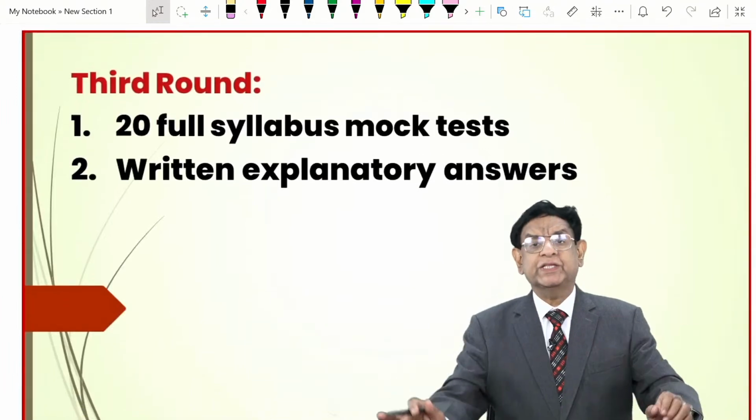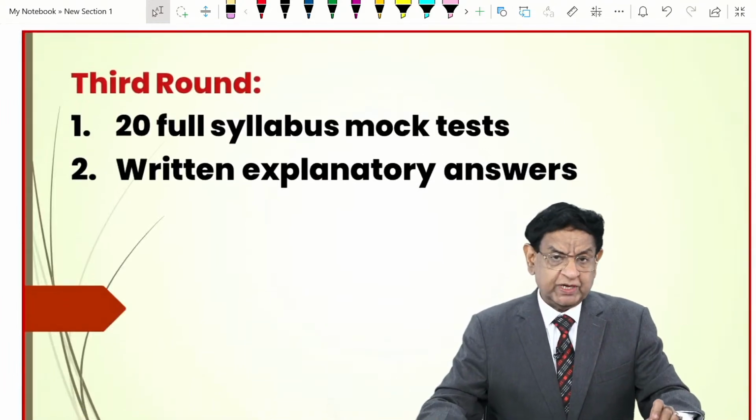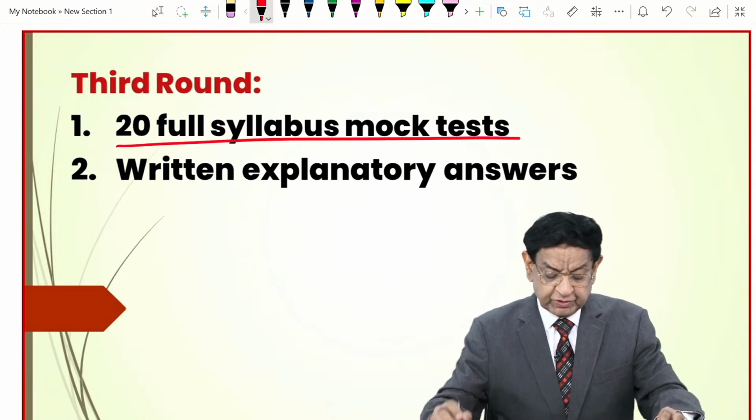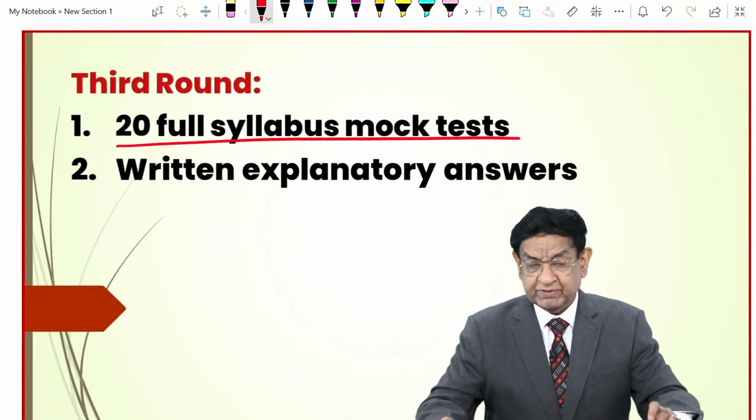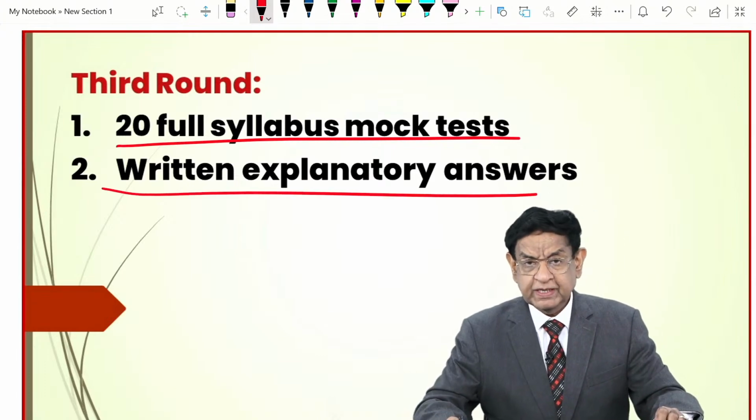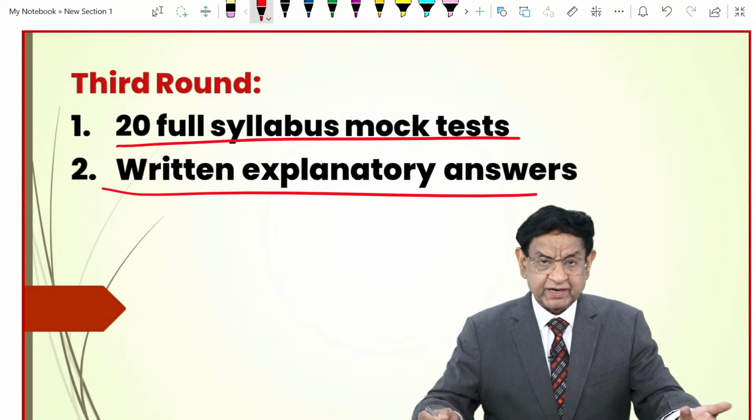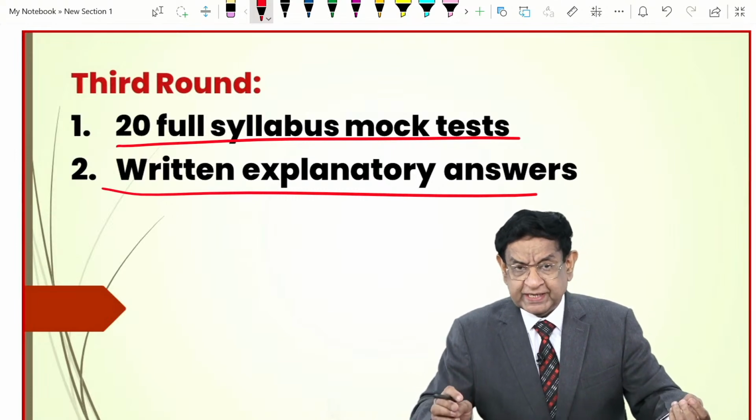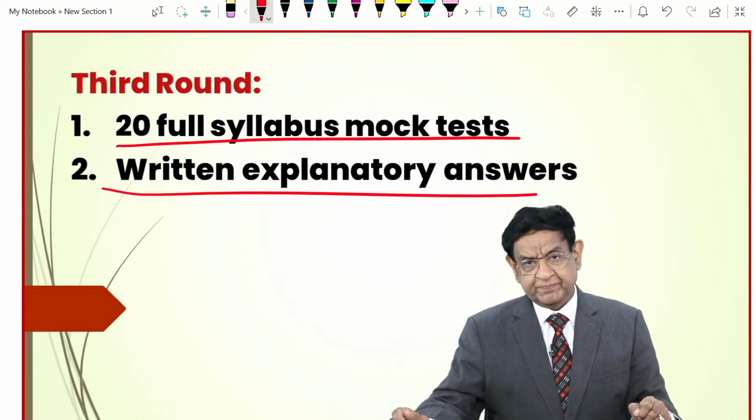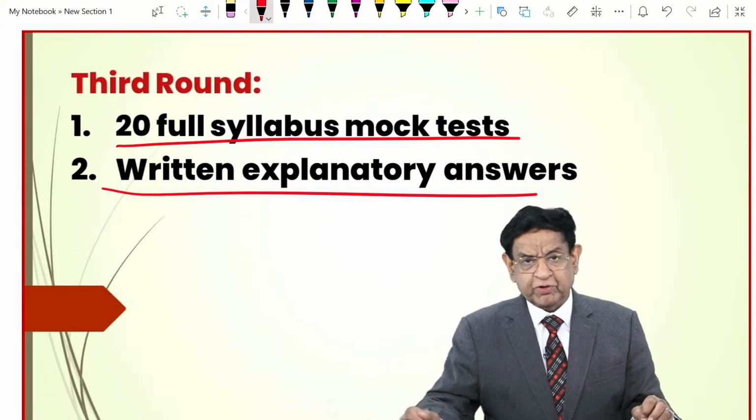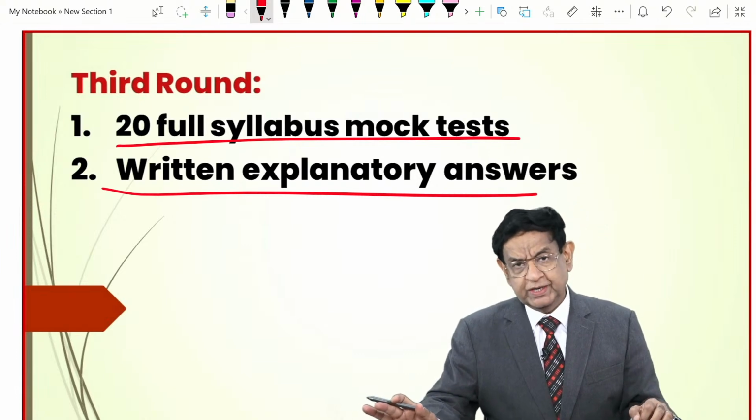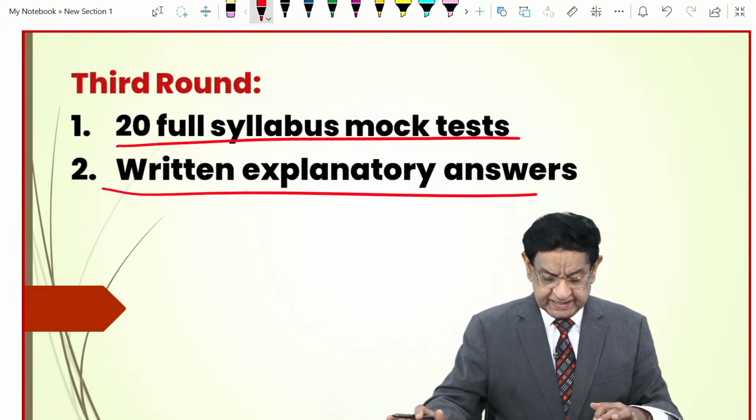Third, once you are through with the basic concepts, and once you are through with the test and discussion, now comes the full test series. 20 full syllabus mock tests will be given to you, and we give written explanatory answers also. So if you do anything wrong by mistake, you can read the explanation, and this is complete. After that, for practice, you can do UWorld questions. They are the ultimate questions. You don't need to read anything else.